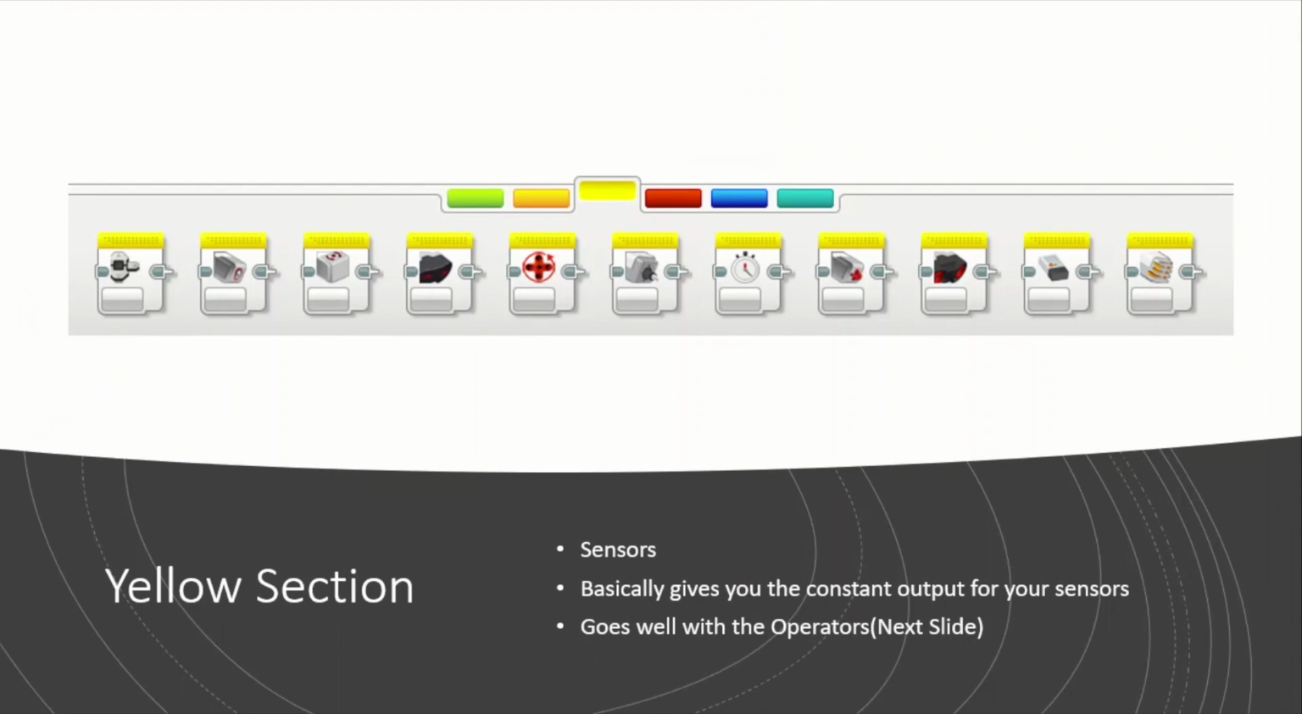Next section is the sensor blocks. These will give out constant sensor data. If you connect a sensor to the brick and use the corresponding sensor block with it, you will get the readings of that sensor. You will work really well with the data operators.